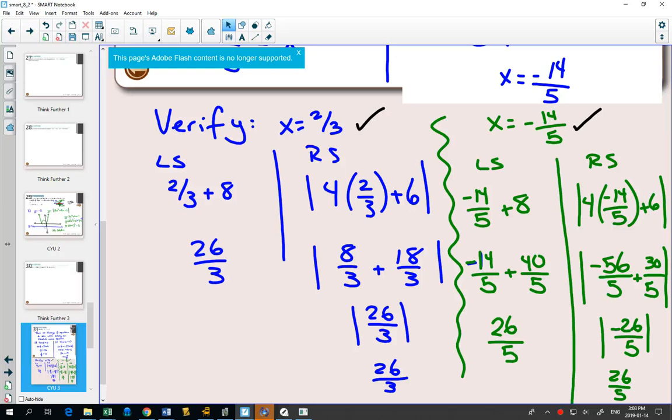Now, as far as techniques go, on your exam, you're going to see more of these solving algebraically than you will see solving graphically. So I'd like you to try question number 8 right now.